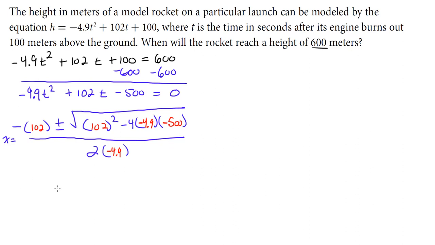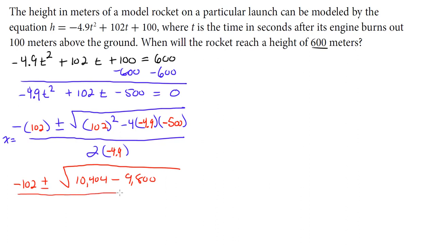All right, so we have room down here. We're going to keep working this out down here. So we have here negative 102 plus or minus, here's our radical. Let's go ahead and work this out. What is 102 squared? It is 10,404. And then here we have negative 4 times negative 4.9 times negative 500, and that equals negative 9,800. And we know from the previous example that 2 times negative 4.9 is negative 9.8.